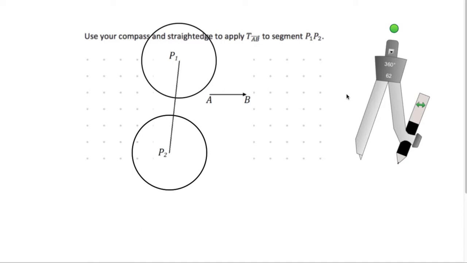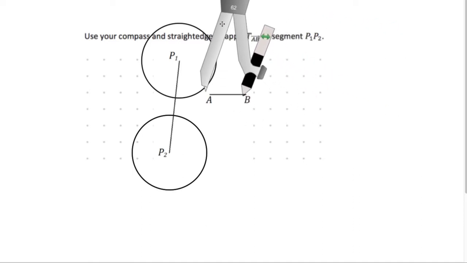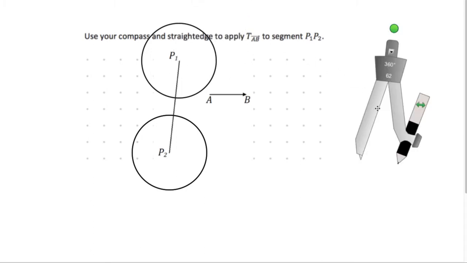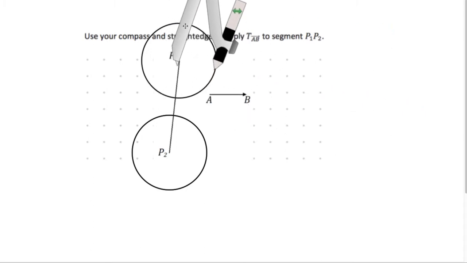Ellery, what are we going to do next? Measure the difference from A to P1, and then you draw that circle around B. So from A to P1.